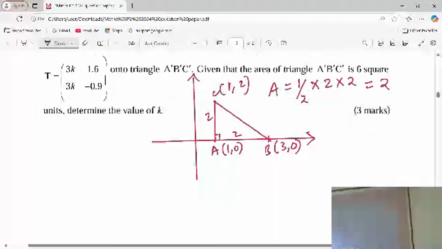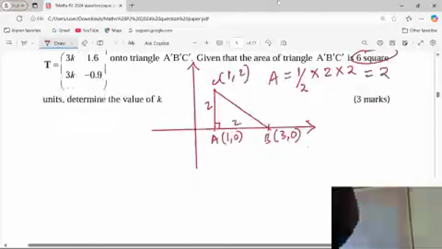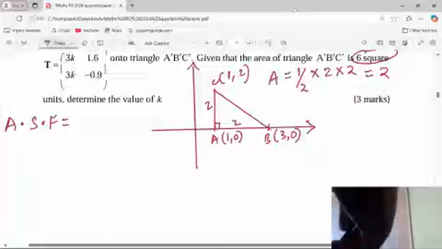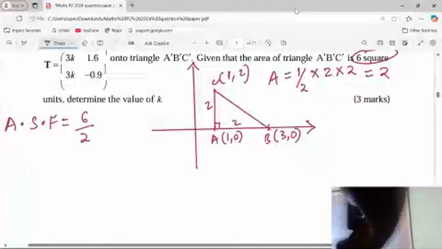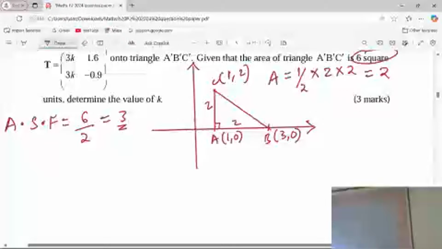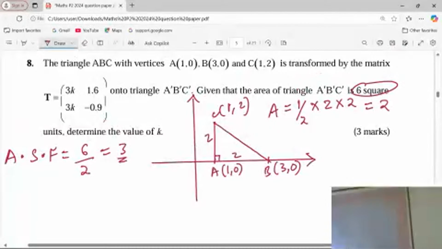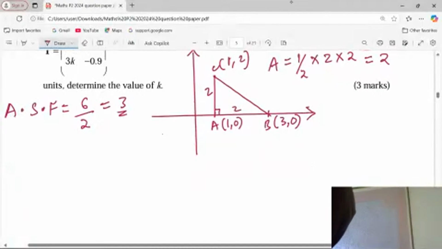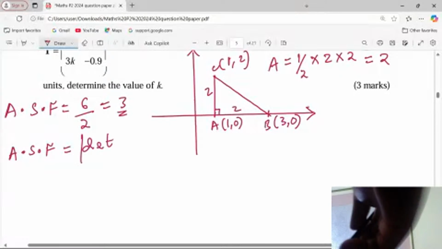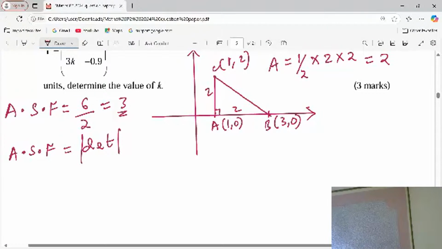Now we are also given the area of the image, 6 square units, which means we can get something called the area scale factor, which is given by the area of the image divided by the area of the object. 6 divided by 2, we get 3. So the area scale factor equals 3. With this value, we can get back to matrices and transformation and say that the area scale factor is given by the absolute value of the determinant of the transformation matrix.